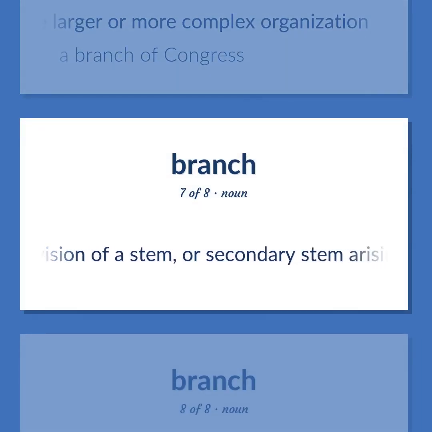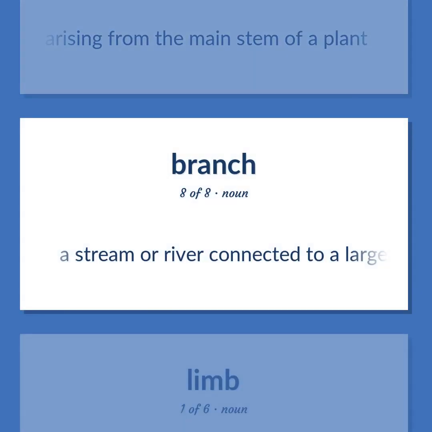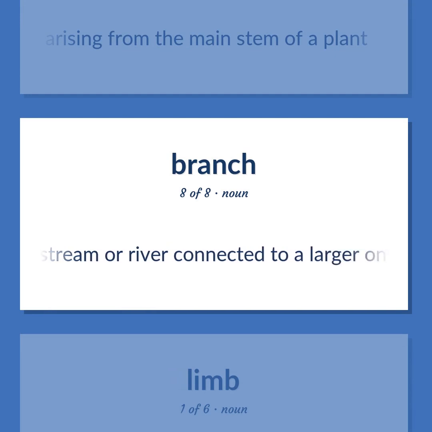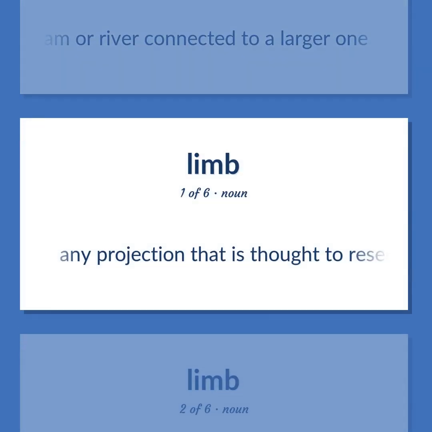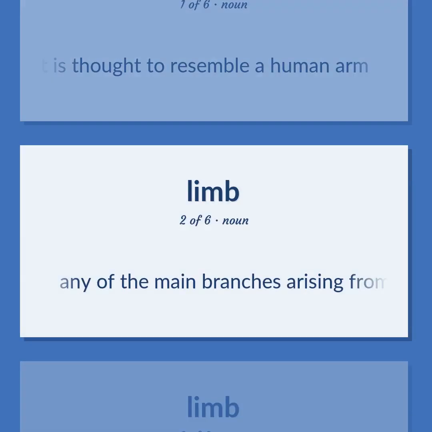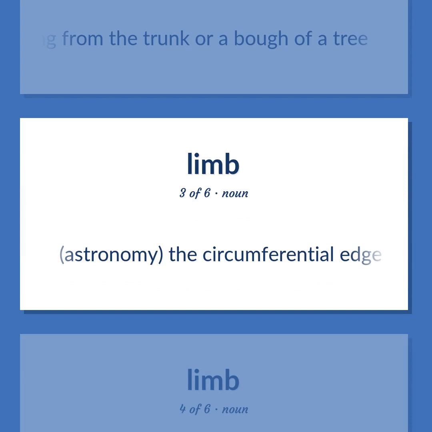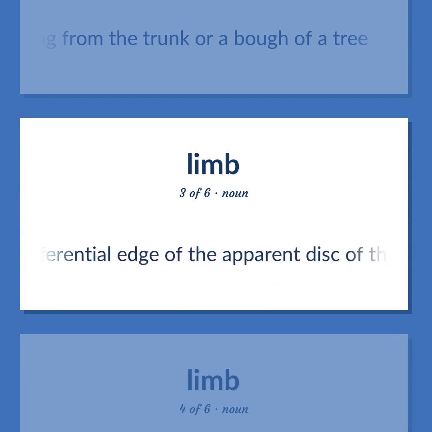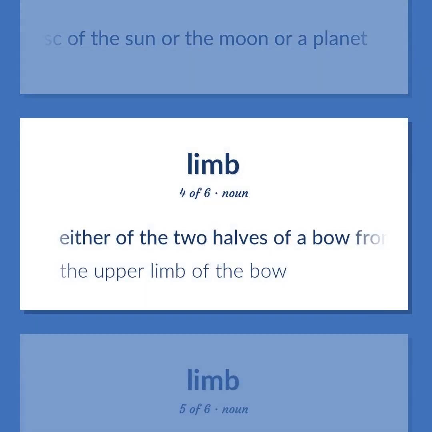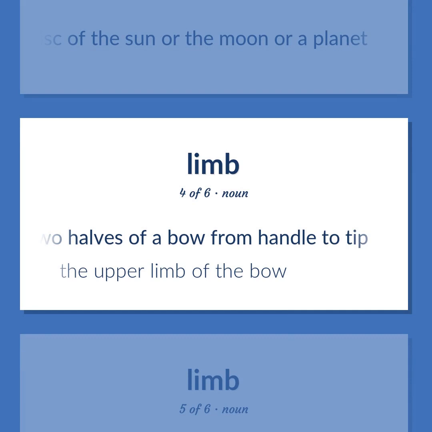A division of a stem, or secondary stem arising from the main stem of a plant. A stream or river connected to a larger one. Any projection that is thought to resemble a human arm. Any of the main branches arising from the trunk or a bough of a tree. Astronomy. The circumferential edge of the apparent disk of the sun or the moon or a planet. Either of the two halves of a bow from handle to tip. The upper limb of the bow.